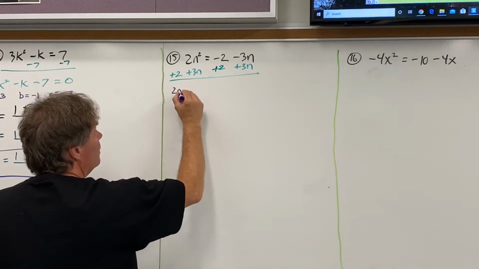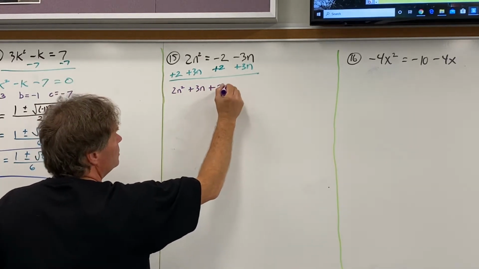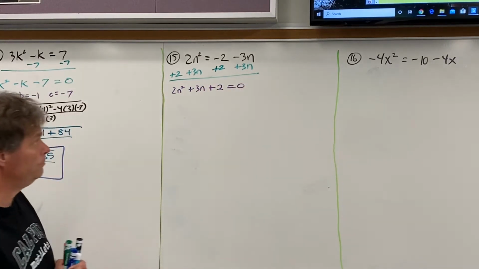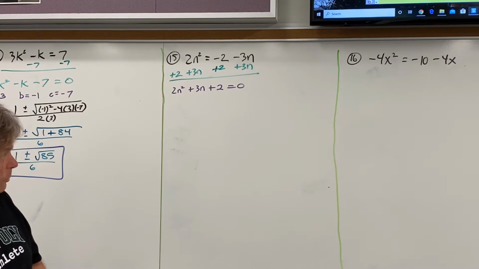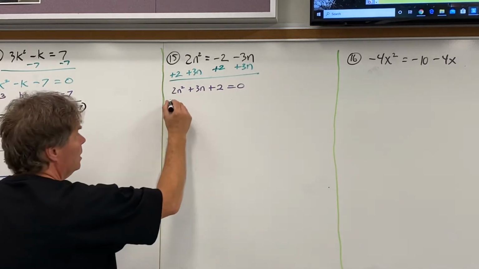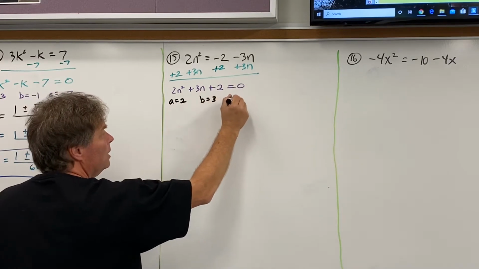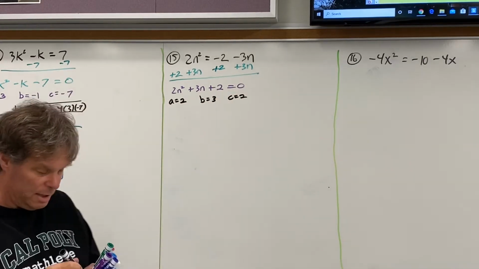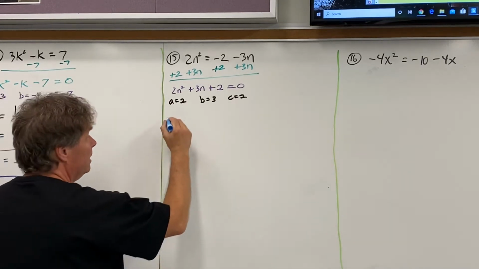2n squared plus 3n plus 2 equals 0. Okay, now I'm going to figure out A, B, and C. A is 2, B is 3, C is 2. Plug that into the quadratic formula, which I have memorized and memorized correctly.